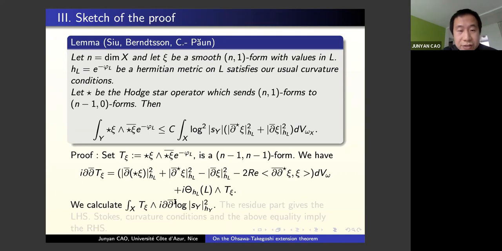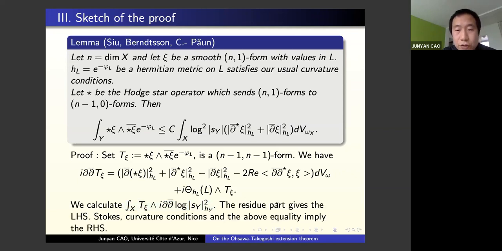Now we calculate this integration. We know that the residual part of this integration corresponds to the left hand side of this inequality. And the right hand side of this inequality comes from the non-residual part of this integration together with the Stokes formula, the curvature condition, and also this inequality. In fact, this inequality is a consequence of Hörmander's inequality here. So here we just explained a little bit of the idea of the proof of this lemma.